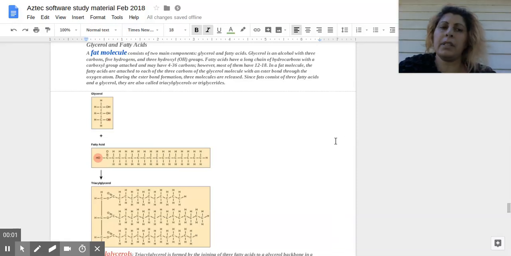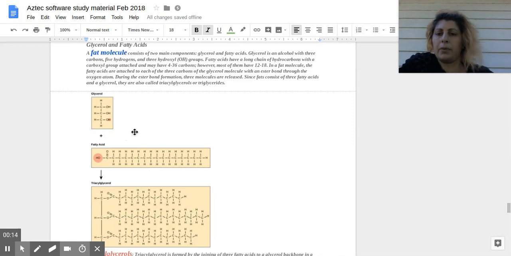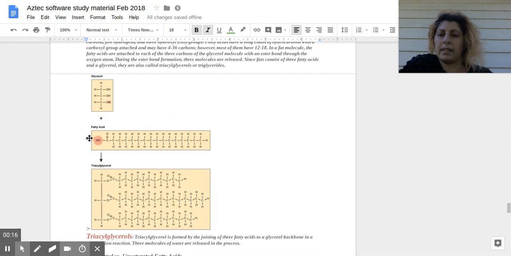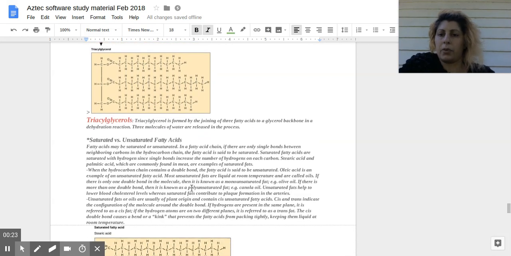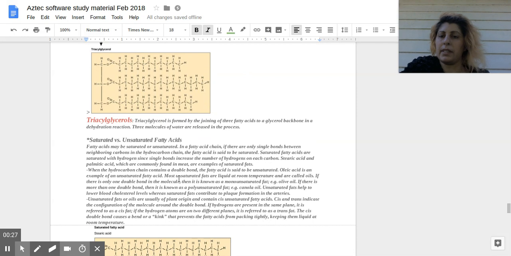Okay, hi. We're continuing with life science and cell biology in a nutshell. Previously, we learned about fat molecules, how a glycerol backbone plus fatty acid chains make fat molecules, or triglycerols. So triacylglycerols are fat molecules.